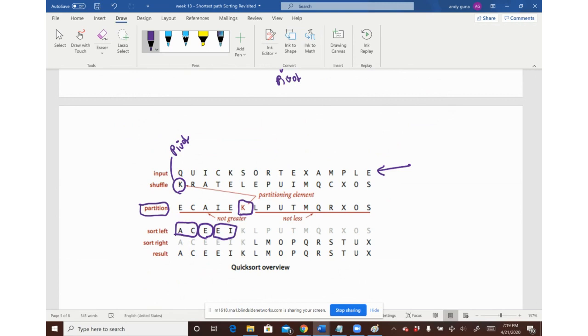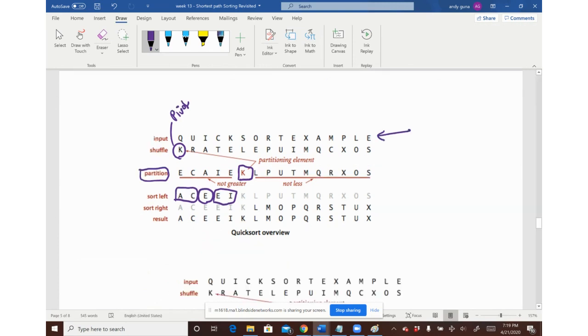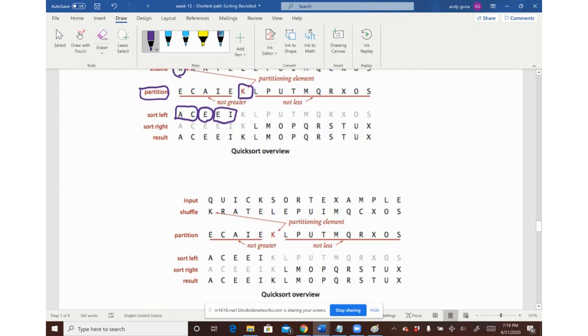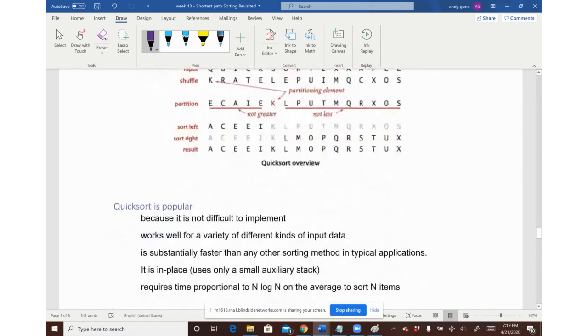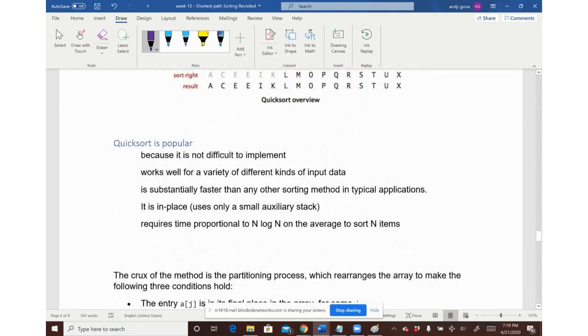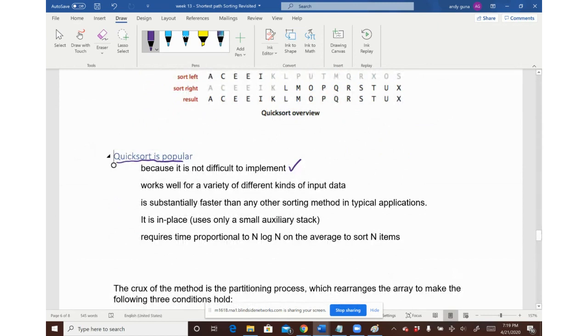So in quicksort, the major idea is the partitioning step. Quicksort is very popular for a variety of reasons, because it's not difficult to implement. You have to write a partitioning algorithm, and then it's just recursion. In fact, quicksort is very short. Just like in merge sort, you do merging, that's the big idea. In quicksort, the big idea is partitioning.